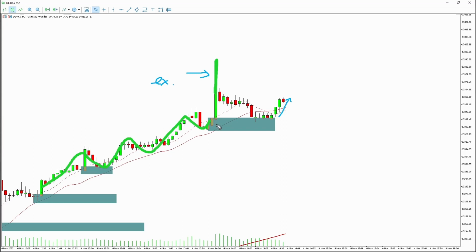You can look at this like a sprinter or someone that runs a marathon, the last sprint before they cross the finish line, and then they just stop and rest. And usually the price tends to rest and go to the 200 moving average.